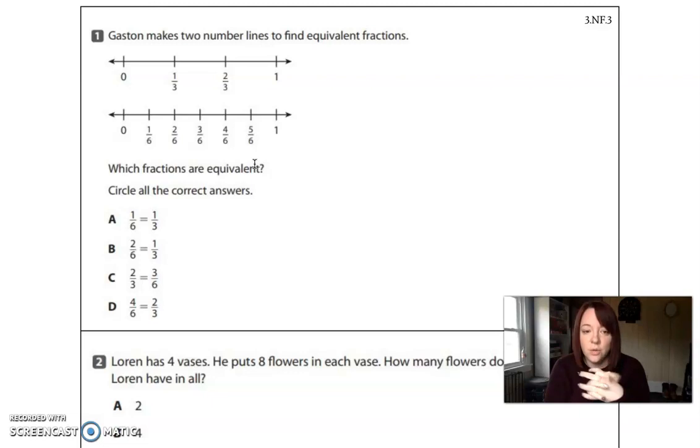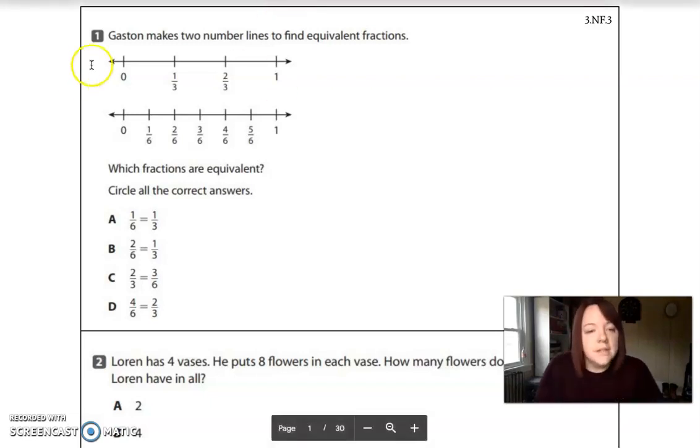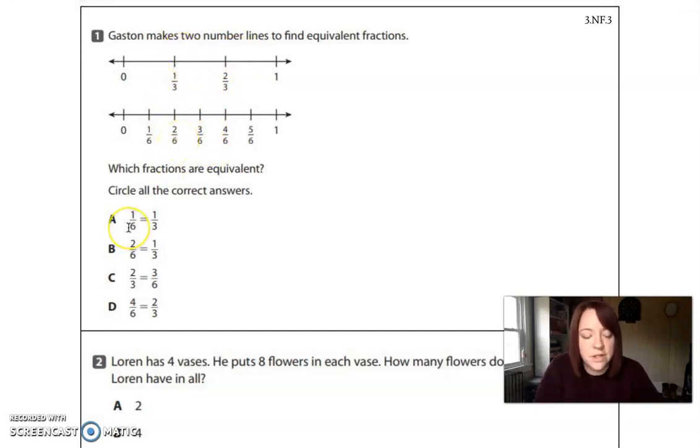Which fractions are equivalent? Circle all the correct answers. So do you think that means there's more than one answer, if it says circle all the correct answers? If you said yes, you are correct. So let's look at them. We know 0 and 0 is equal, we know 1 and 1 is equal, and now we have 2 here that are right above each other that look like they might be equal. So let's go through our answers first.